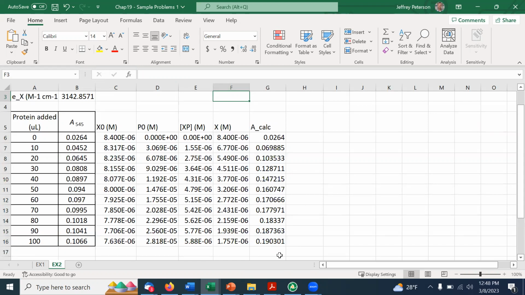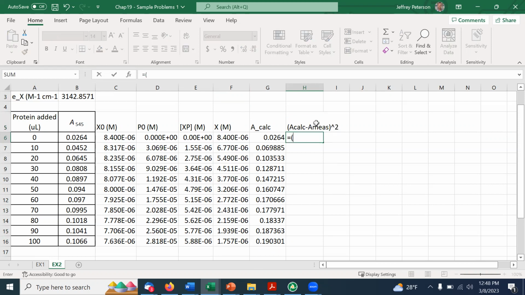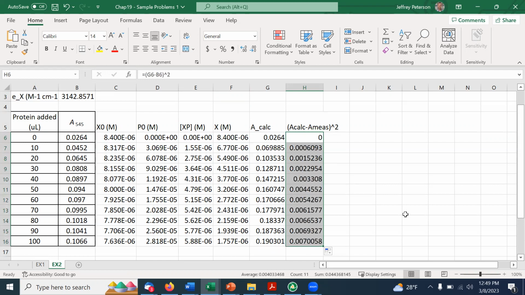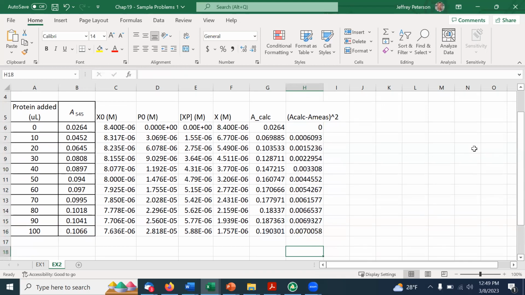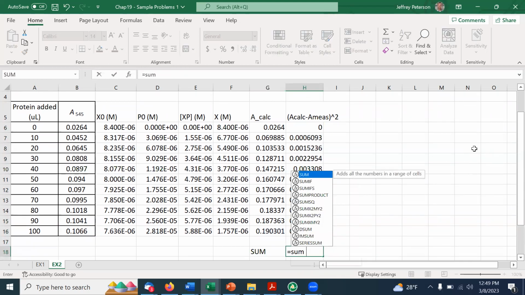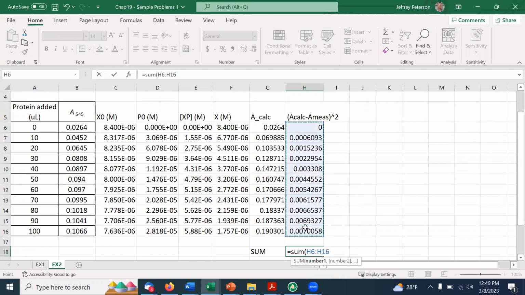So I've calculated all my values. I have a calculated absorbance. At this point, I can go through and do the linear least squares. That requires me to take a calc minus a measured and square it. So here is my calculated value minus the measured value, quantity squared. I propagate that formula. I'm pretty sure that this is right. Yep, it's good. I am going to take and sum all of these.